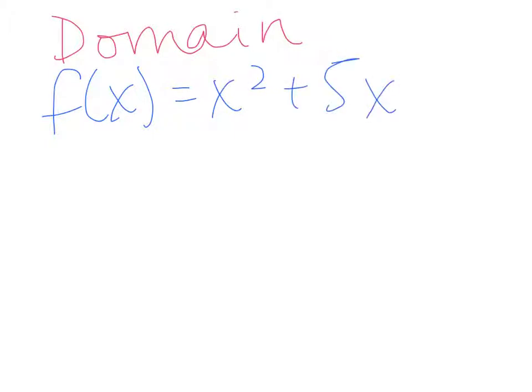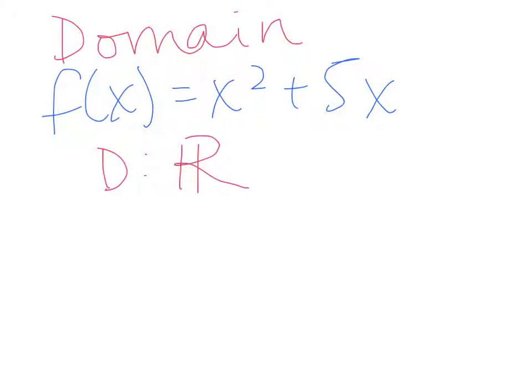In this case, the domain would be all real numbers, since the function tells us to square something and then add 5 times that same thing. Since you can do that with any number and you wouldn't get something that's impossible, the domain is all real numbers, and that's the symbol for that.